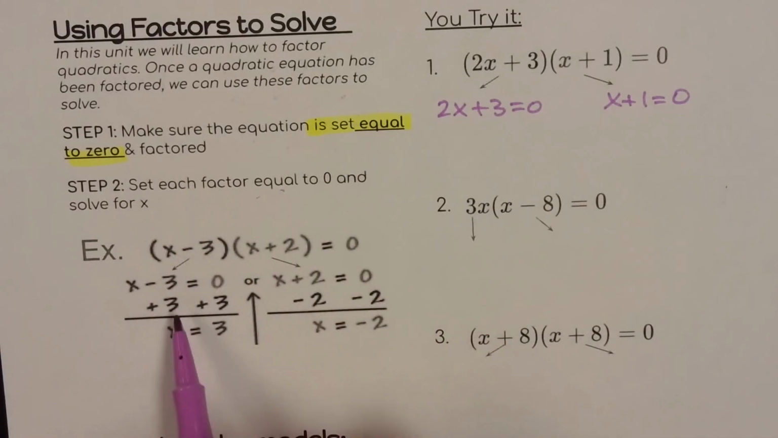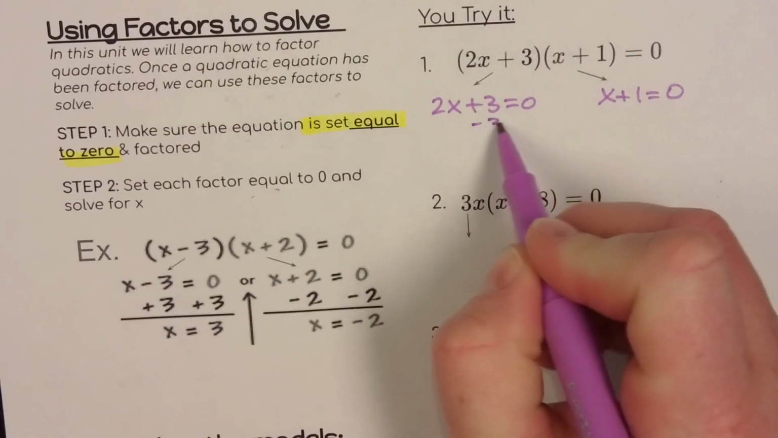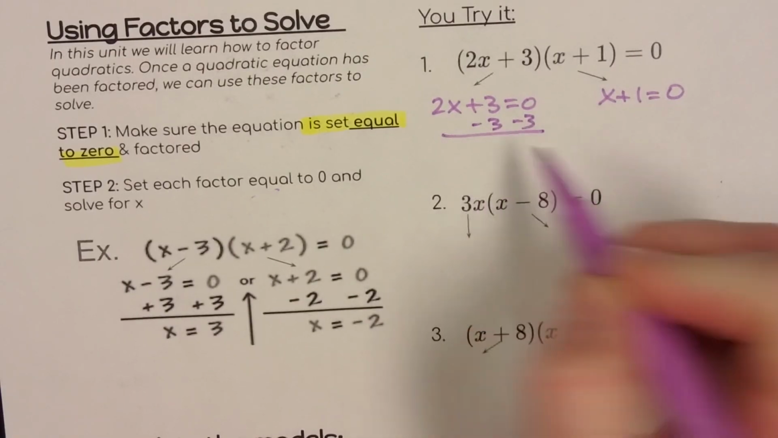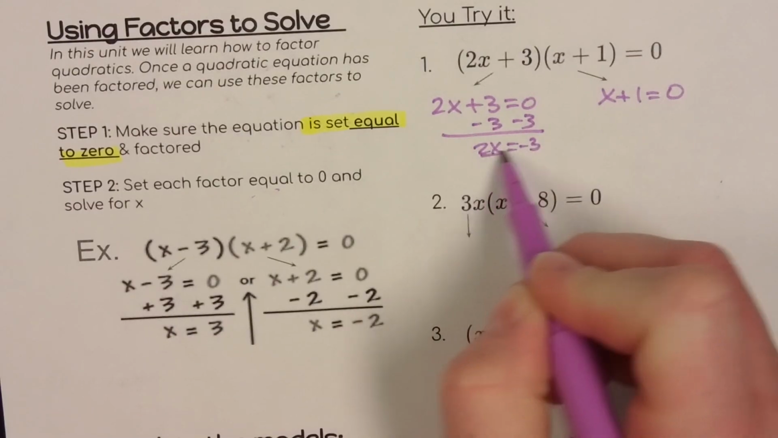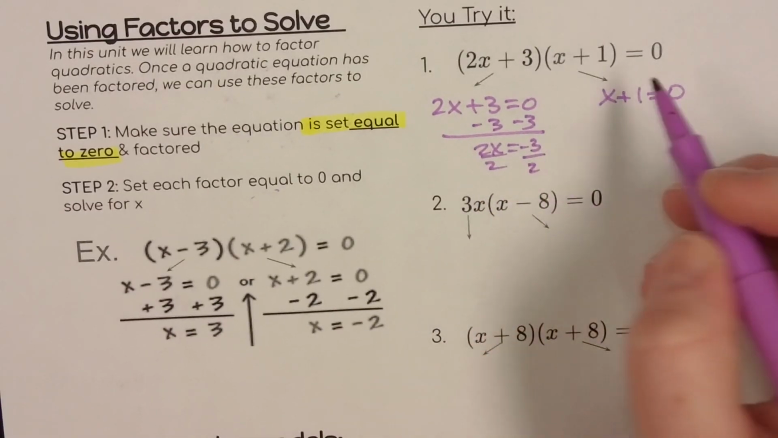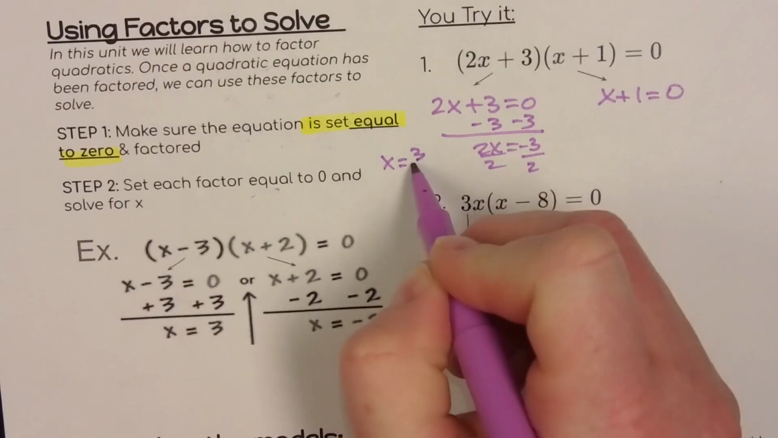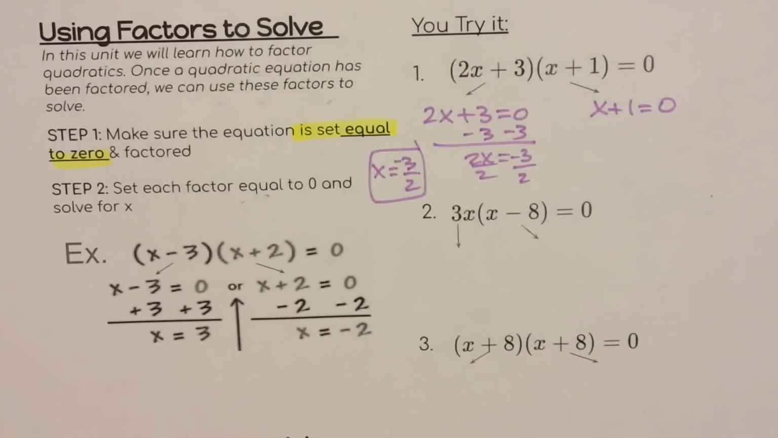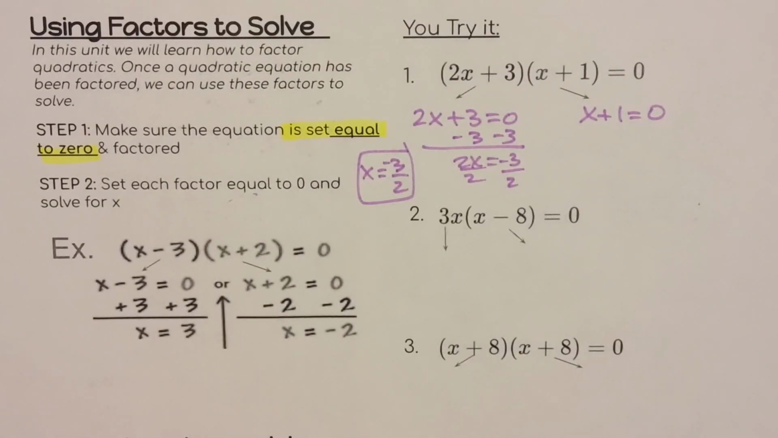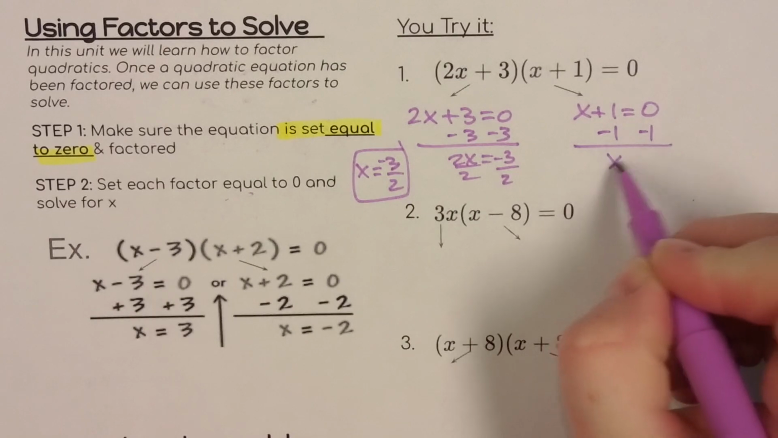It says now solve, and it gives you an example here of how they did it. But we're going to subtract 3 from both sides. That's the opposite. 2x equals negative 3, and then divide. You divide by what's in front of x. X equals negative 3 over 2, and I just did not have enough room, so I wrote it over here. Okay? Do the same here, we just need to subtract 1 to the other side, and we're done.